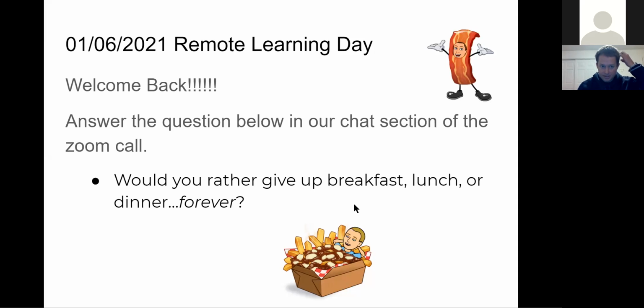So welcome everyone. Now that we have most of us in here, you were supposed to think about what meal, if you had to skip forever, would it be? Breakfast, lunch, or dinner? We saw most people put breakfast. We had a couple lunches in there. I used that chat function to mark your attendance for the day.